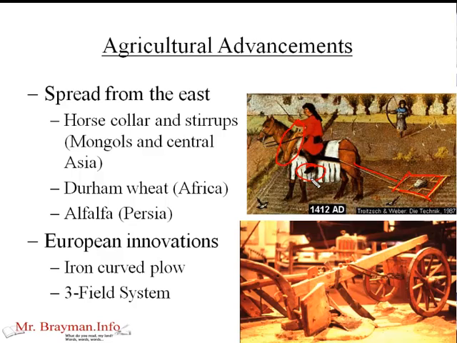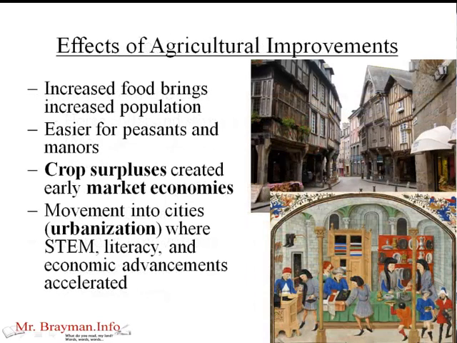And then the Europeans made their own technological innovations as well. They developed a curved iron plow, which could dig deeper in the harder rocky soils of Northern Europe, and developed a 3-field system where every 3rd year a field was left unplanted so that its nutrients and fertility could come back while the other 2 fields in the system were being used to grow food. And so all this, as we know from older lessons, more food equals greater population equals a stronger civilization. Right? And so this also made it easier for peasants and manors to produce enough food.